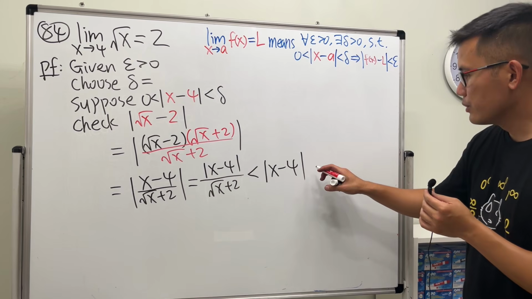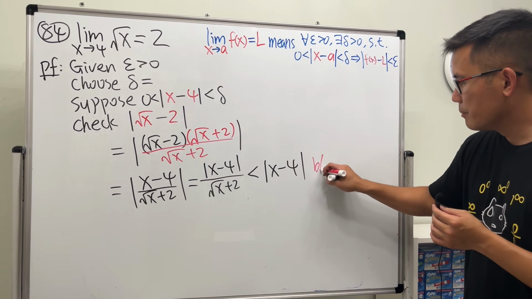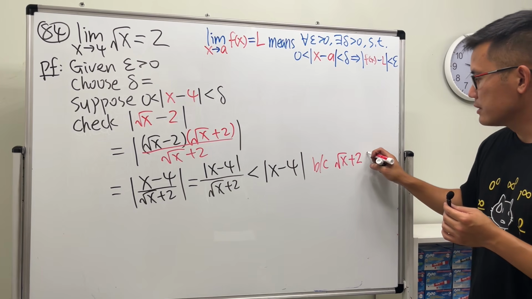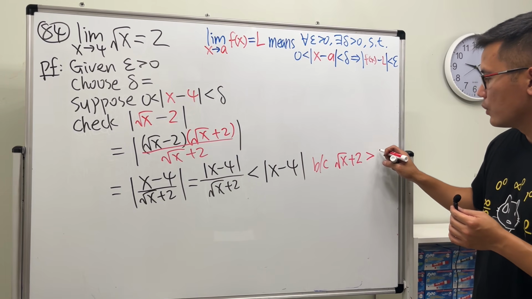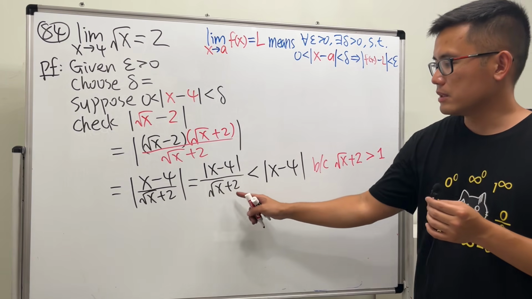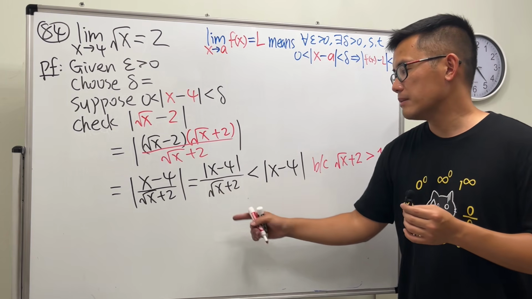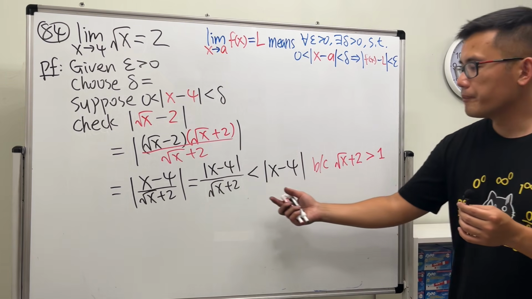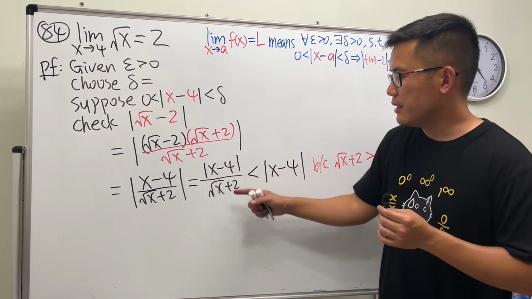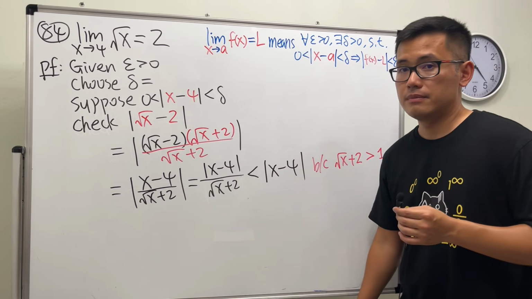Why? I'm going to give you guys an explanation. Because square root of x plus 2 is always greater than 1. I'm not saying the bottom is always positive. I'm saying that the bottom is always greater than 1. That's why when I get rid of this, right, this right here is smaller than just the top.